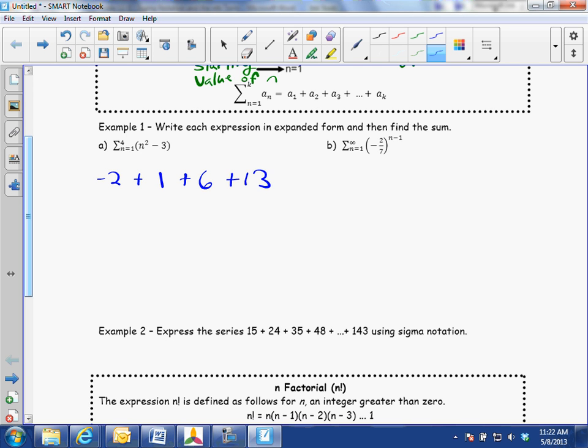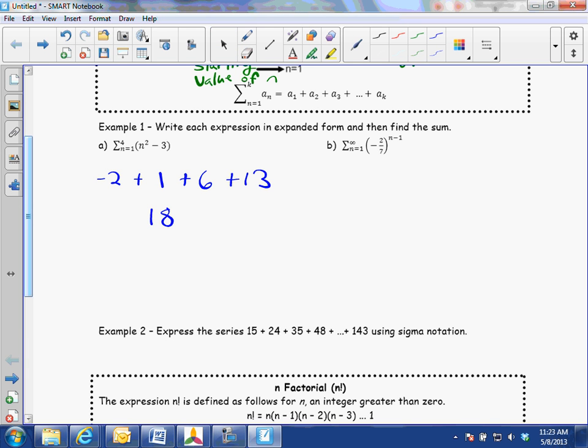Okay, so this would be in expanded form, and then it just says find the sum. So if we add up all those numbers, what do we get? Well, I think it's 18, if I did it right in my head. Yeah, 18. See, that's not so bad, is it? Super easy. Yeah, you get it.